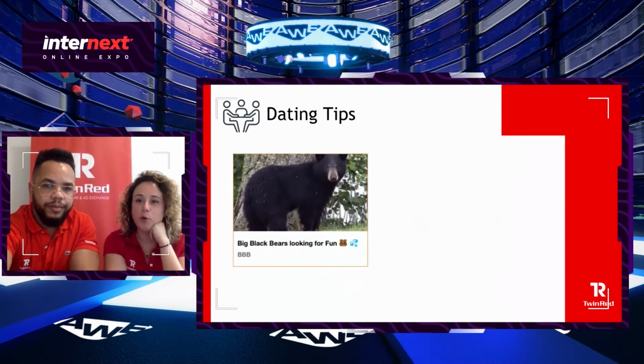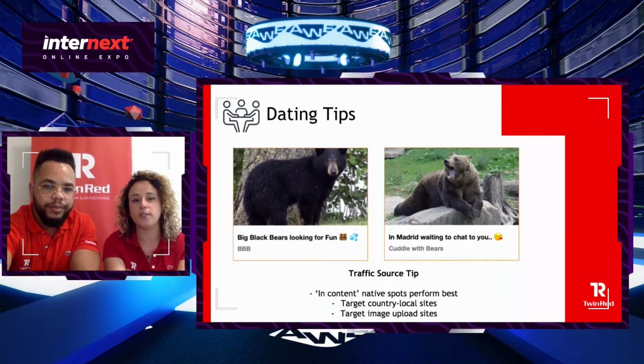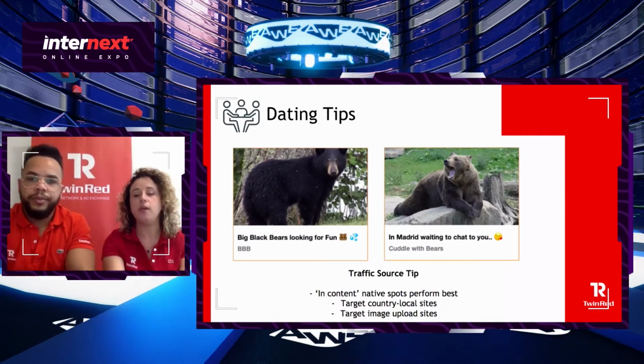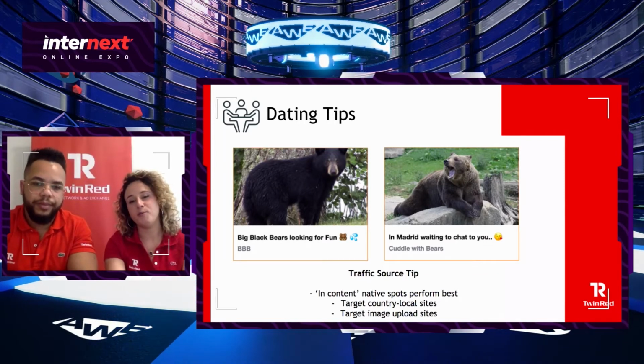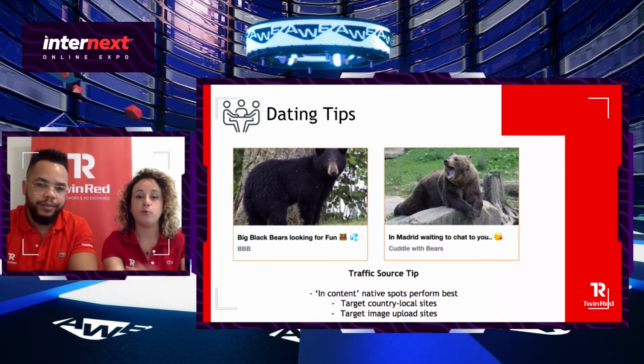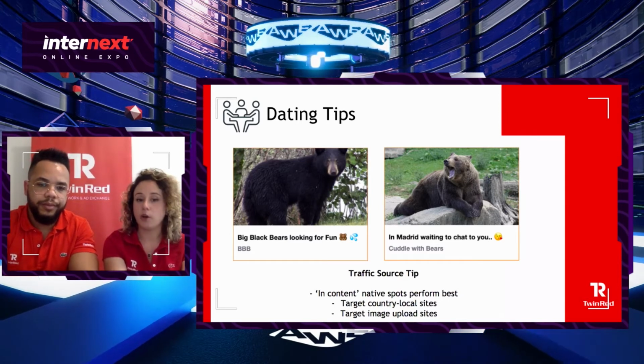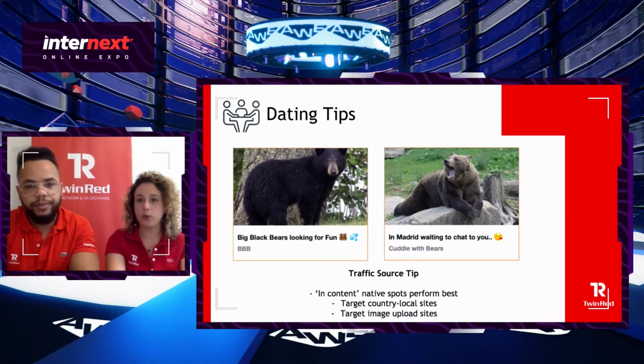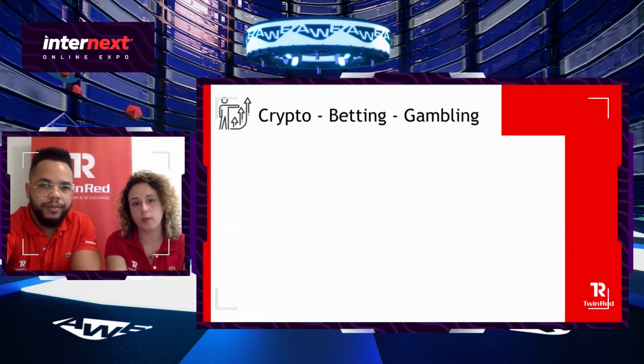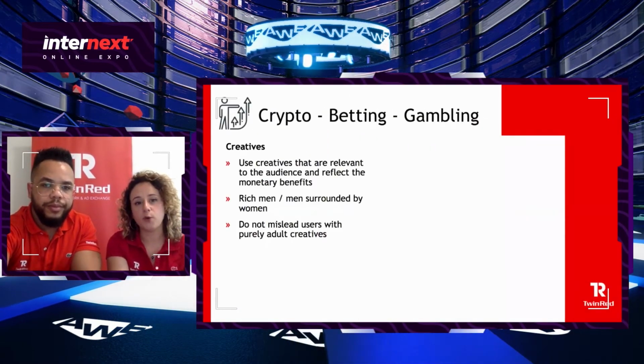So here's a few more of our bear examples. So one, we're testing a bit of a niche creative, and there we're using a kind of macro for city to make it very targeted for the user. And again, try to target country local sites, image uploaders, as well as in content native spots. Then we have a bit of crypto and gambling.